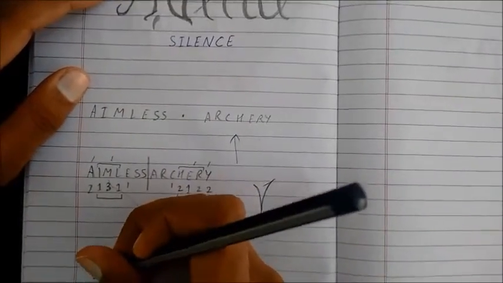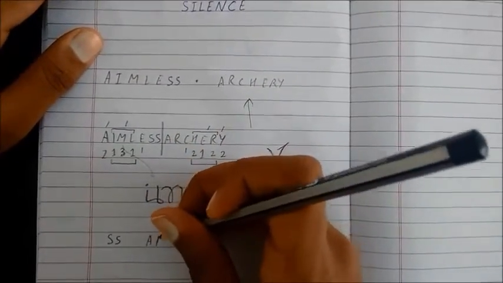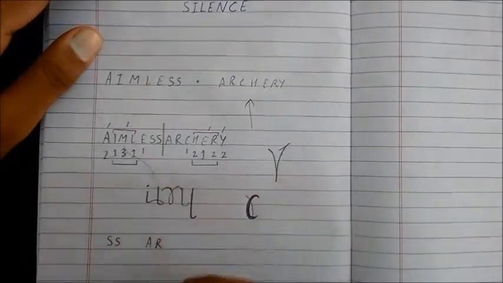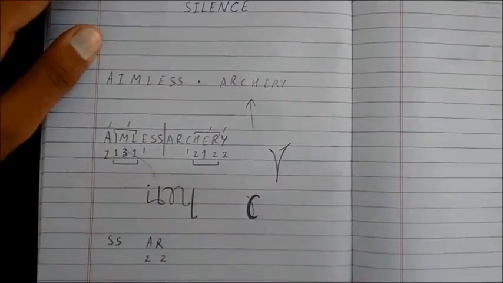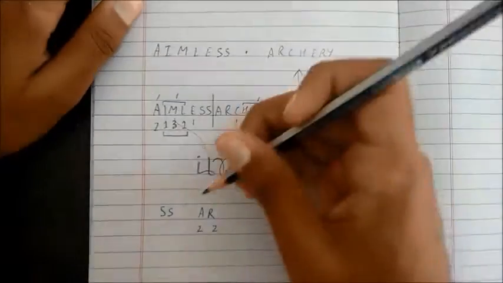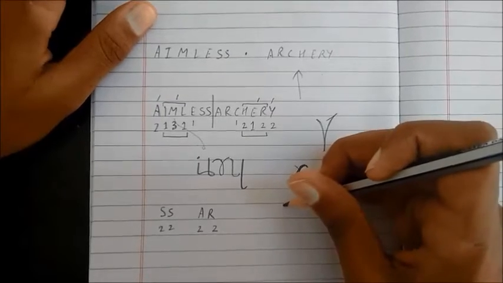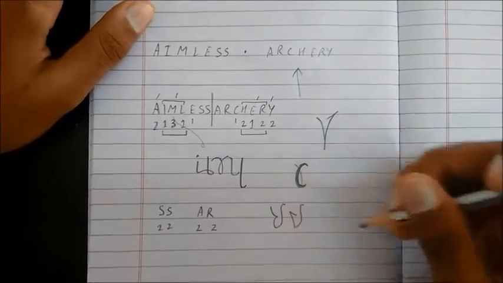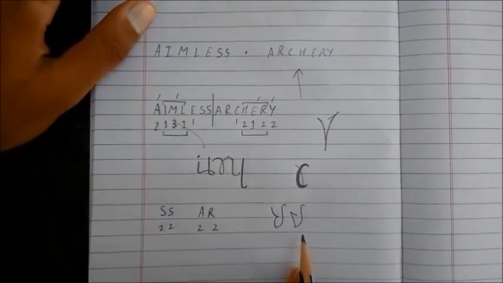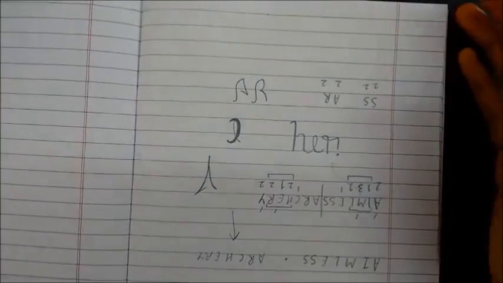Next, we have SS from aimless and AR from archery. Now, both of these have two vertical lines each. It only makes sense that I do the same here. So what I have is this: SS from aimless and AR from archery.